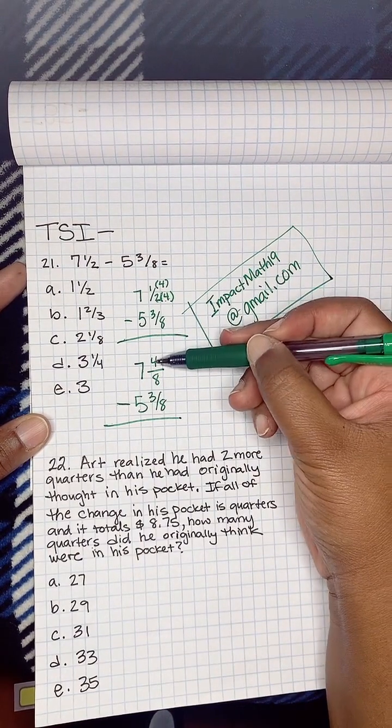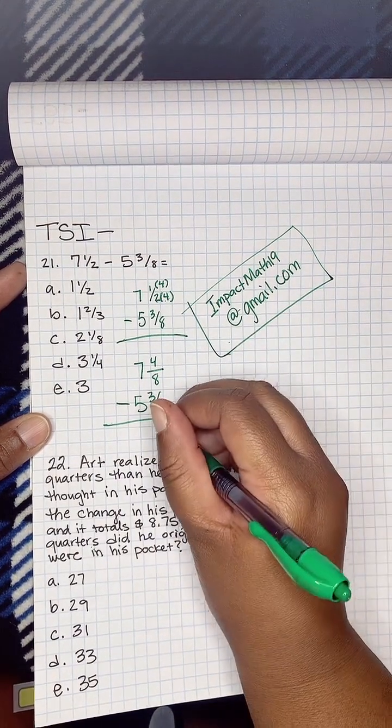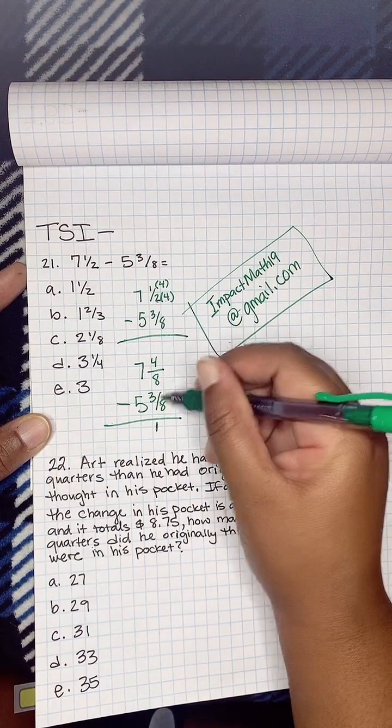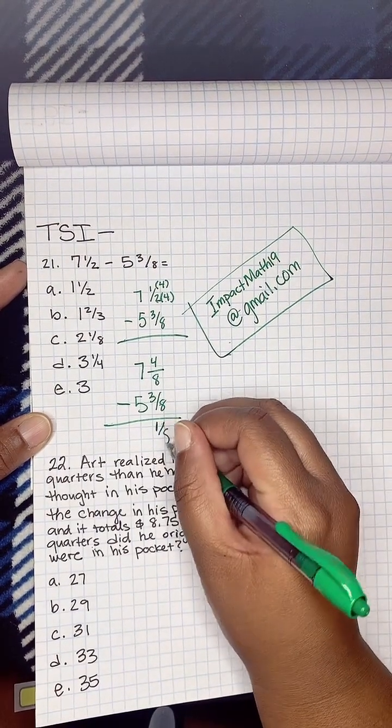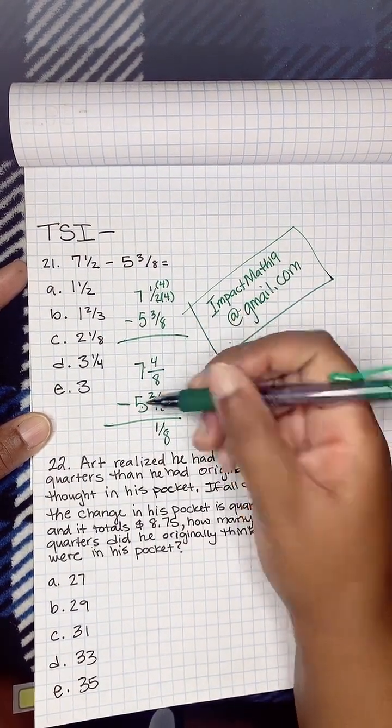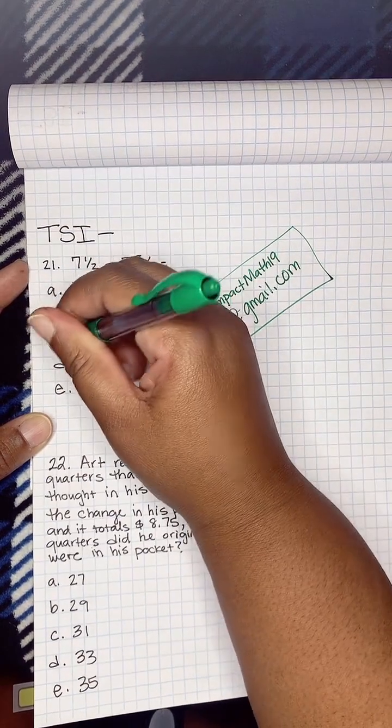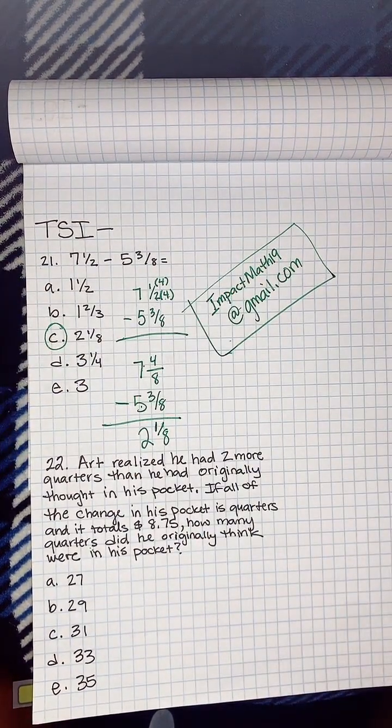So now we can do 4 minus 3, which is 1. And then our denominator stayed the same. And then 7 minus 5 is 2. And so that's why C is our answer. It's 2 1/8.